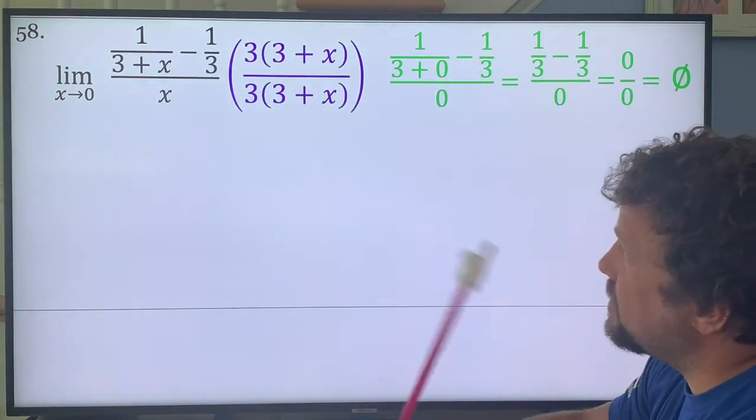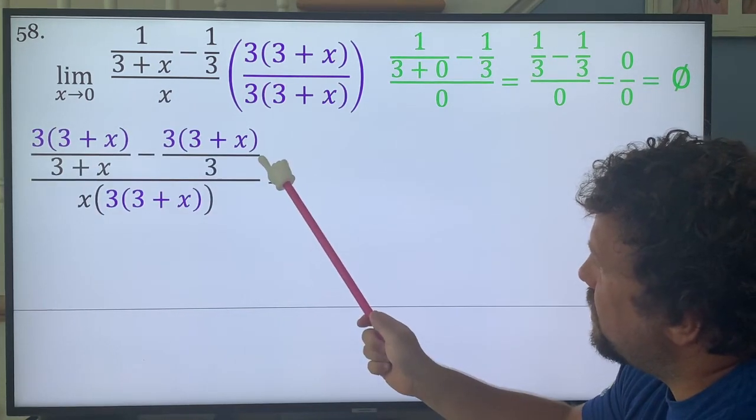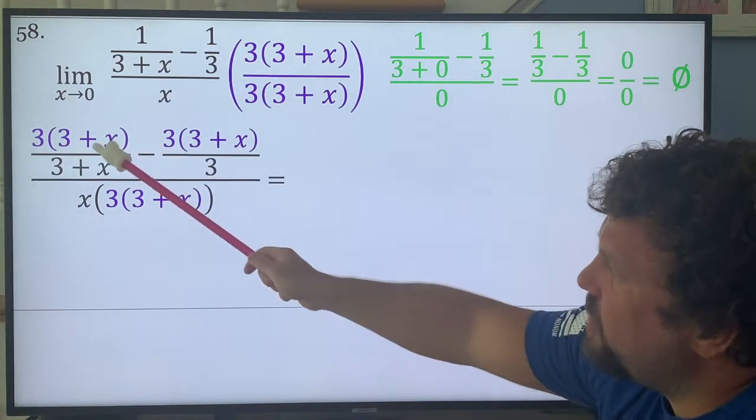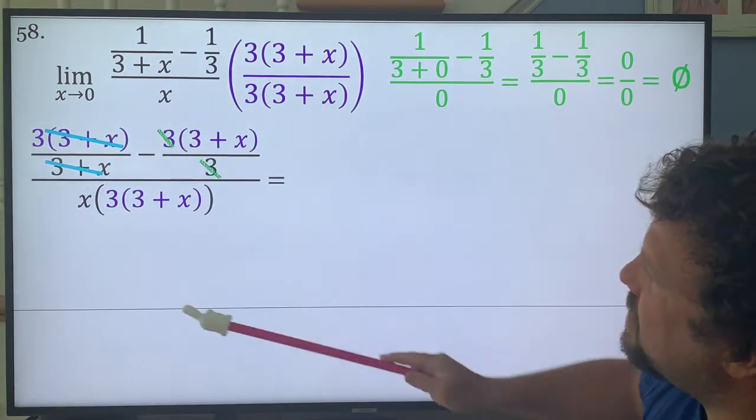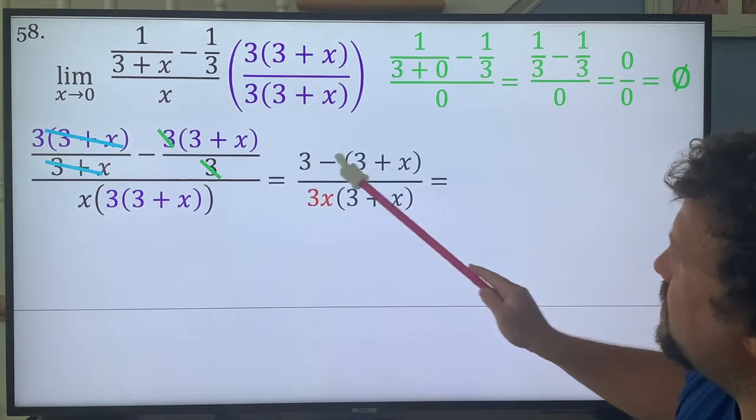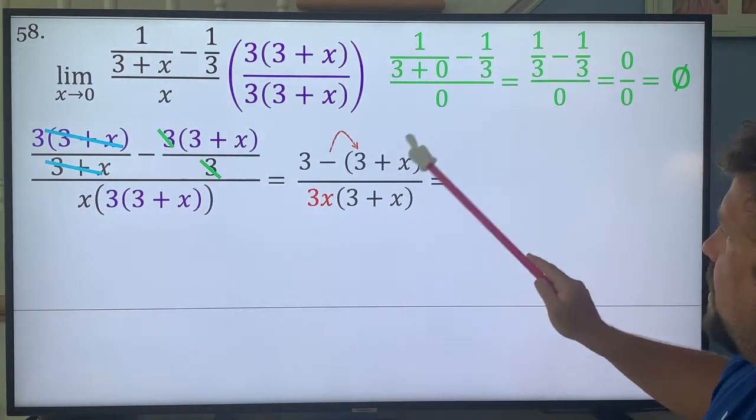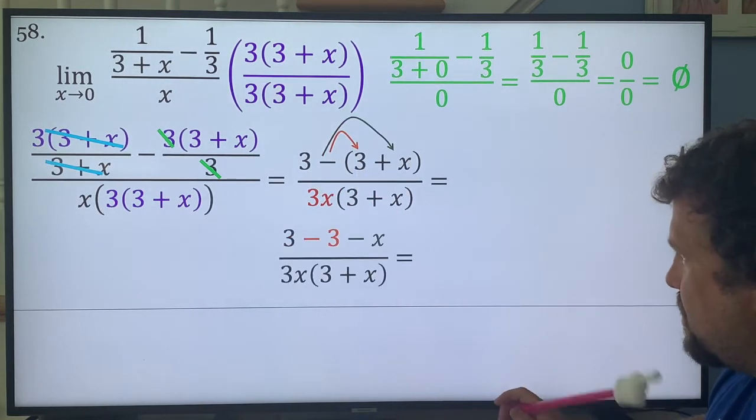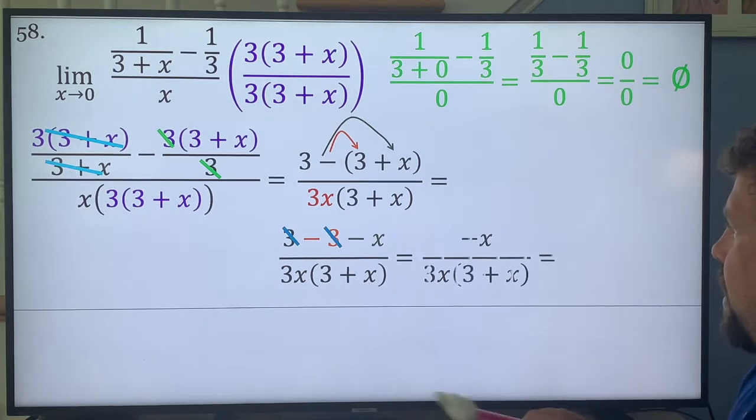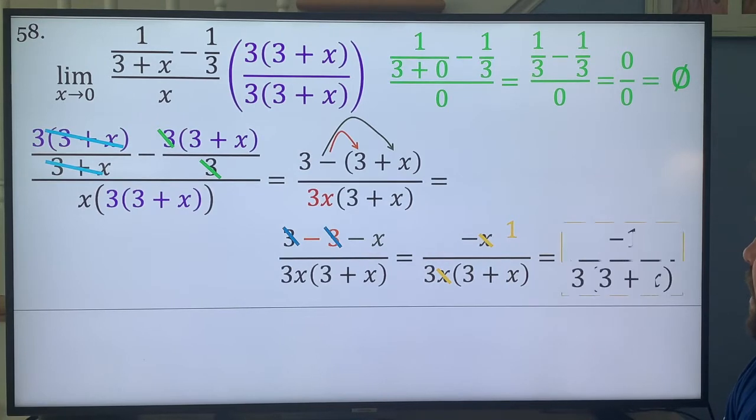3 times 3 plus x, the two denominators. 3 times 3 plus x over 3 times 3 plus x, both those things. You don't have to do this step; this just helps me show what's going on. Cancel that stuff out. Cancel out the 3's. So you're left with 3 minus 3 plus x over 3x times 3 plus x. Distribute that negative sign to both of them: 3 minus 3 minus x, right? Cancels out the 3's, leaving you with negative x over 3x times 3 plus x. The x's cancel out. Negative 1 over 3 times 3 plus x.